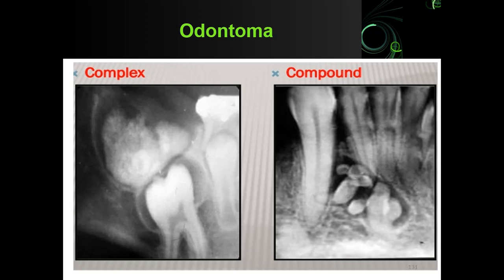So this slide shows two radiographic pictures. On the right side, there is a small solid radiopaque structure that can be appreciated in the apical areas of the anterior teeth. On the left side, a large radiopaque mass can be identified just over the impacted molar tooth.